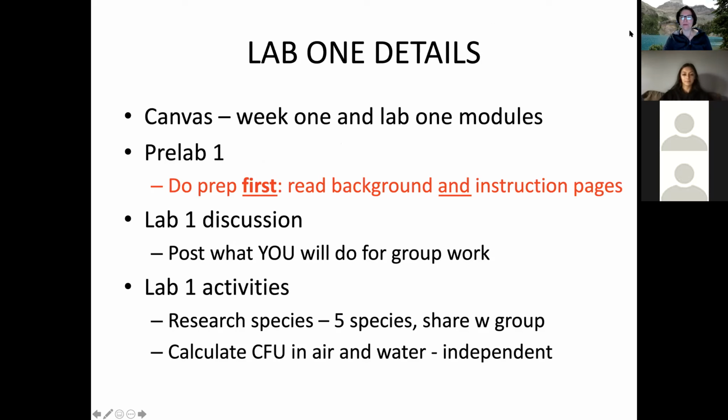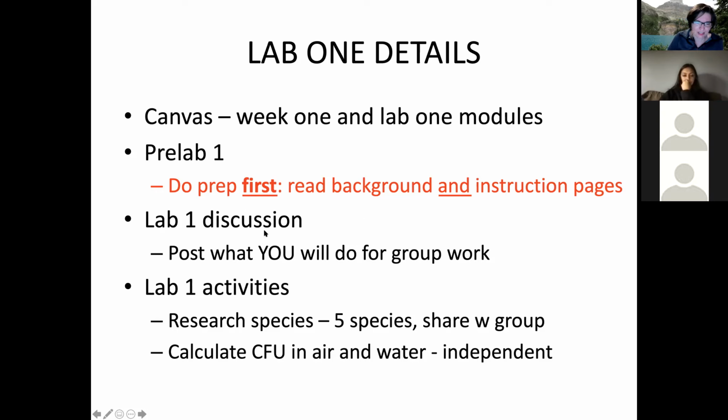So let's talk quickly about what you're actually doing in this week's lab. I want to share where stuff is on Canvas and kind of walk through it. So I'll do that in a second. I'm going to sort of walk through this slide first. The pre-lab, again, you want to read both the background and instruction pages. They're separate. You will need to read them both so you can completely answer the questions. If you're having trouble answering these questions, feel free to reach out to me.